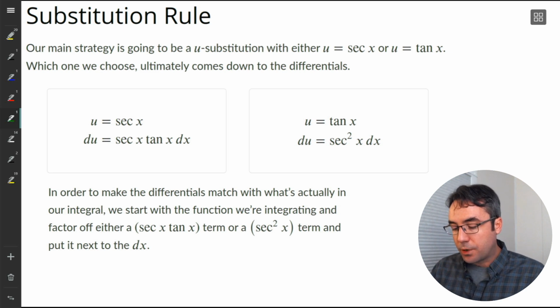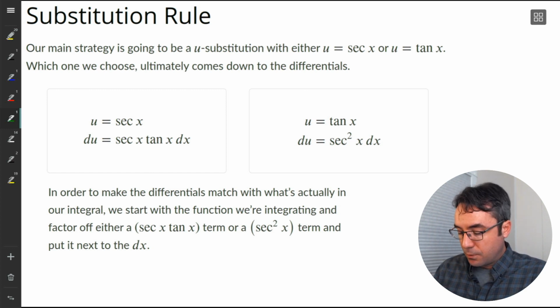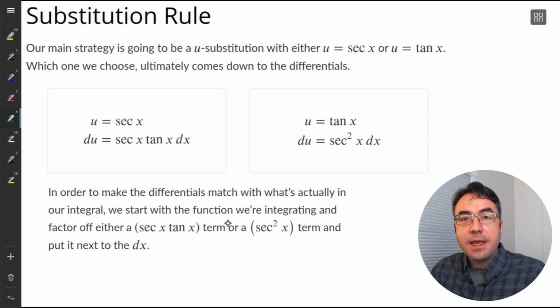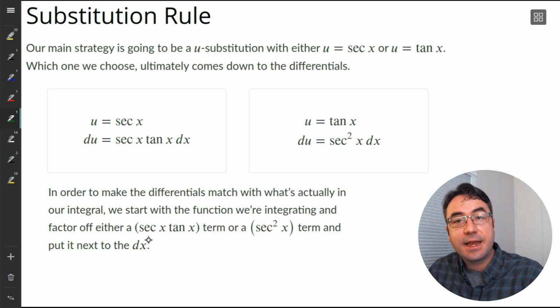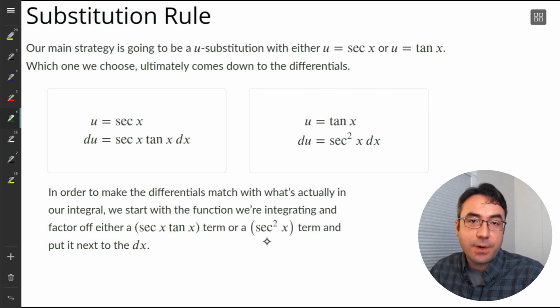And so we're going to start by looking at our integral, and we have to make the differentials match. So we're going to look at the function we're integrating, and our first step is to try to factor off either a secant x times tangent x to make it match up with this differential, or we're going to factor off a secant squared x to make it match with this differential. And whichever one we factor off, we're going to put that next to the dx. So we'll have a nice perfect match then for our substitution rule.